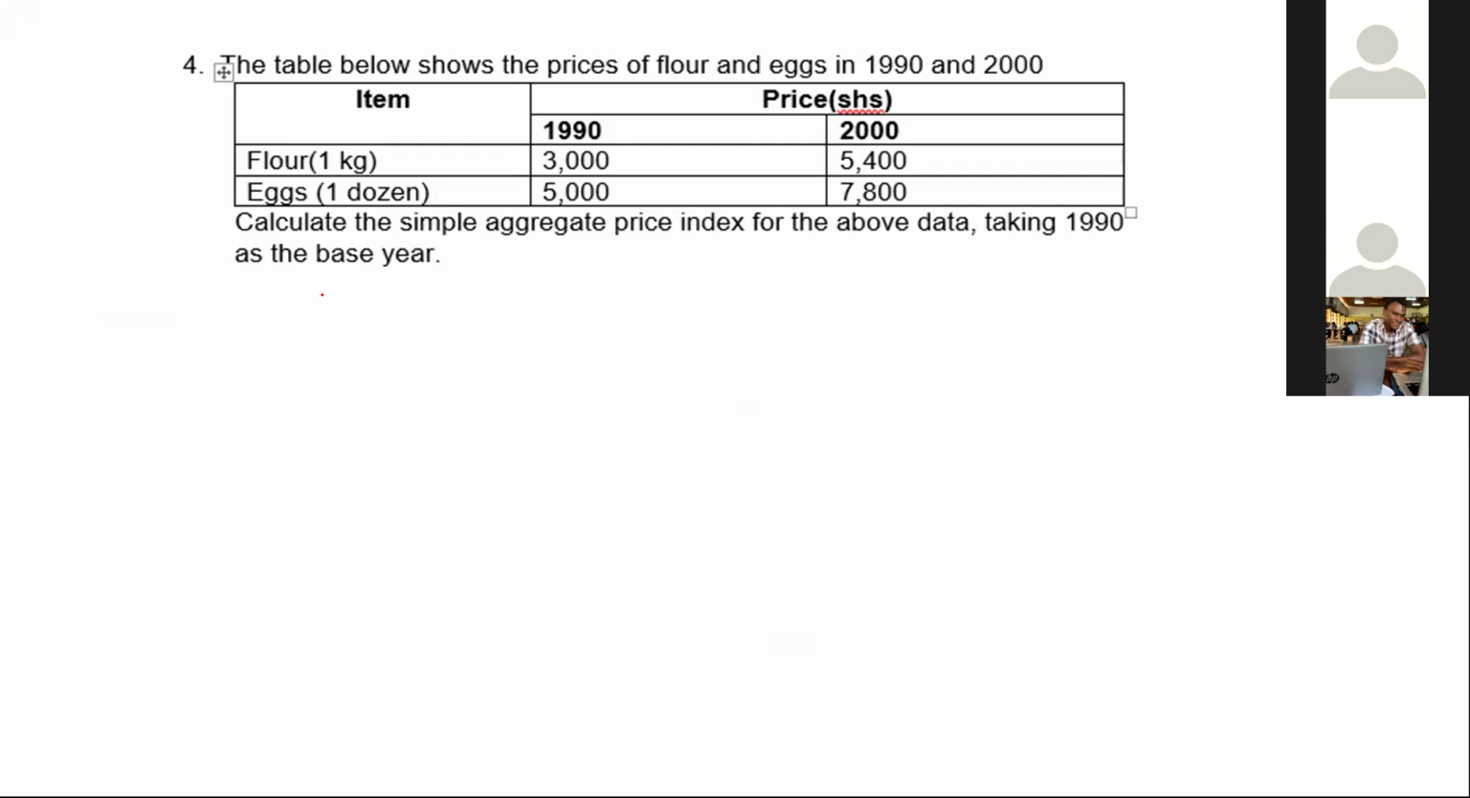Because they want a simple aggregate price index, it's given by a formula: the sum of prices in the new year or the current year divided by the sum of prices in the base year. And since they have told us to take 1990 as our base year, we are going to sum up the prices from 1990, and that is 3,000 and 5,000.